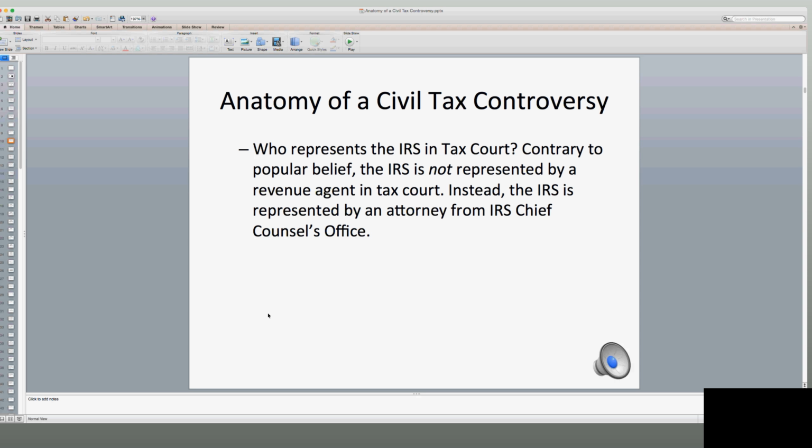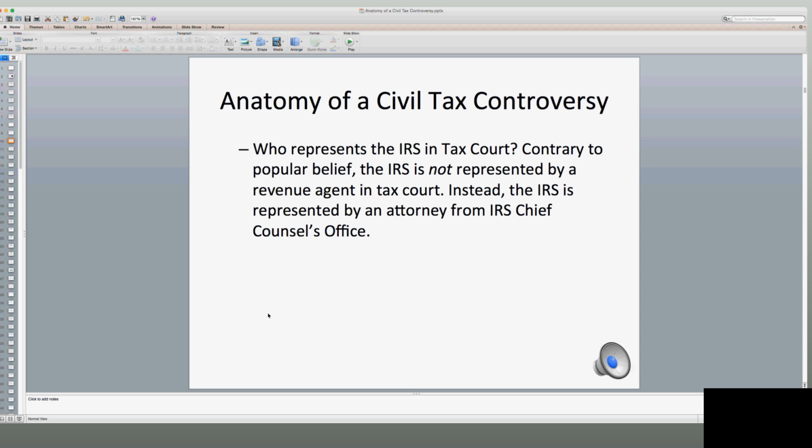Contrary to popular belief, it's not the revenue agent who gave the taxpayer a hard time throughout the audit process. The IRS is not represented by the revenue agent. Instead, the IRS is represented by an attorney from IRS Chief Counsel's office.